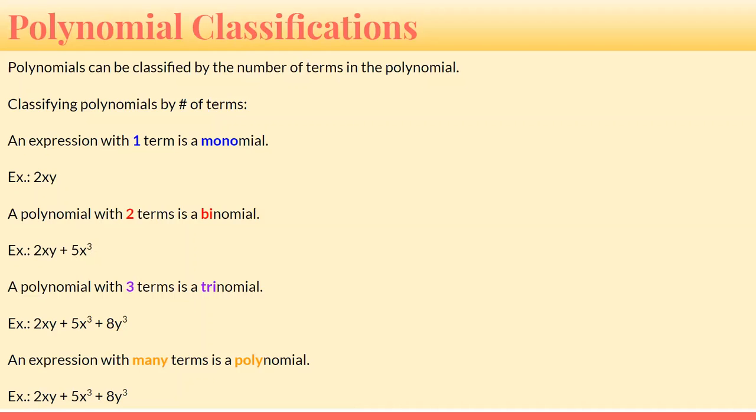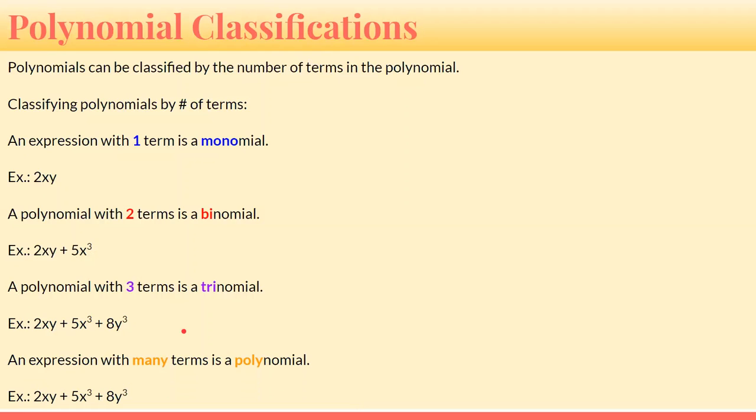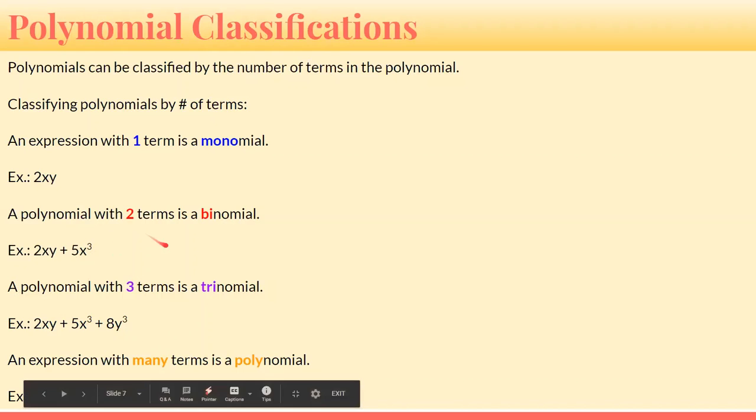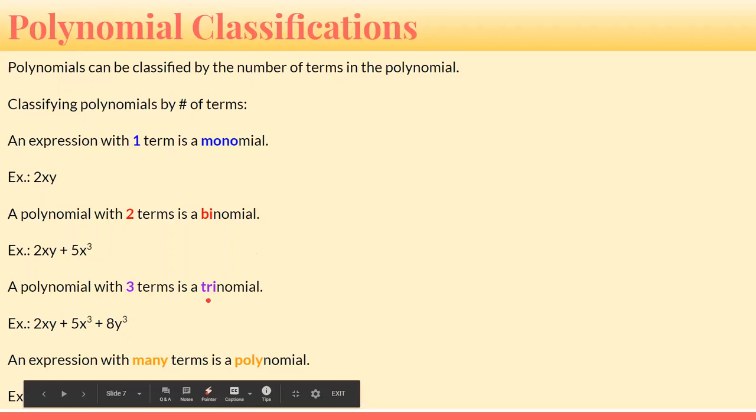And then an expression with many terms is a polynomial. So a polynomial is more of a general term. It's not specific to the exact number of terms an expression can have. Usually it means an expression with more than one term, for example a binomial or a trinomial. An example here is the same as before, 2xy plus 5x cubed plus 8y cubed.